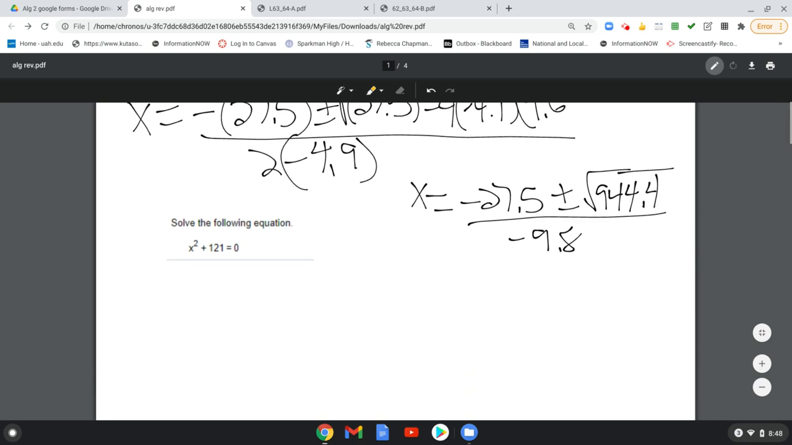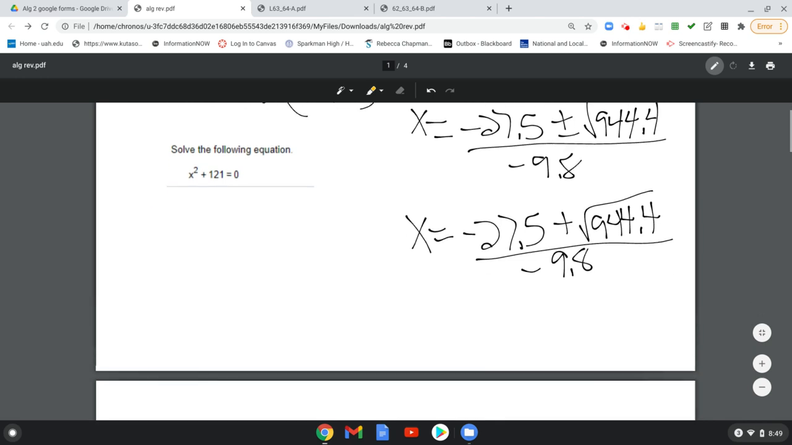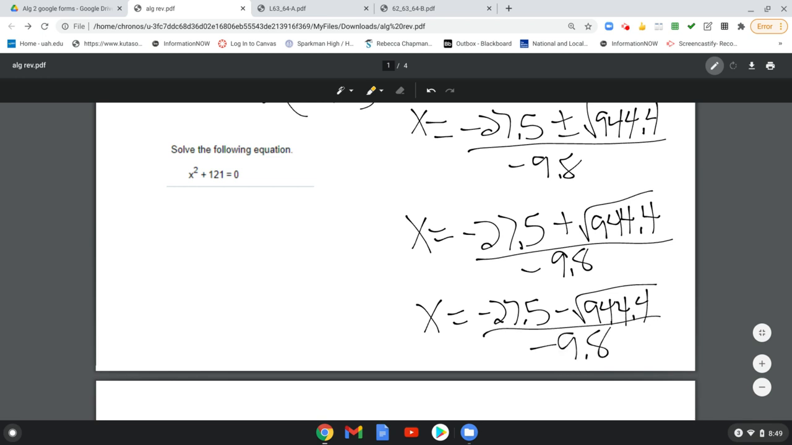944.41. So now what I need to do is I need to figure out which answer is going to produce a positive value, and that will give me my time. So I do need to split this fraction up into 1 plus the radical, and then the other one has the minus a radical in it. So minus that bigger radical. All right, so this answer gives me negative 0.33, but this answer gives me positive 5.9. So it takes 5.9 seconds for that cannonball to hit the ground.